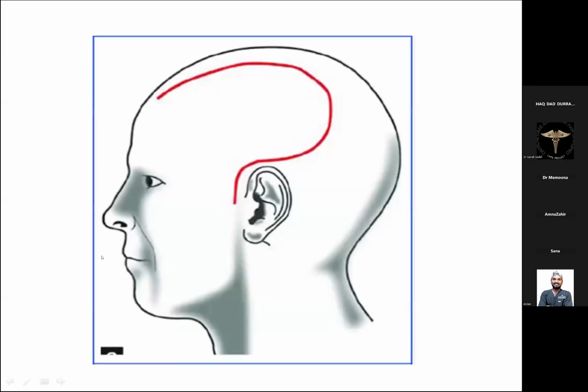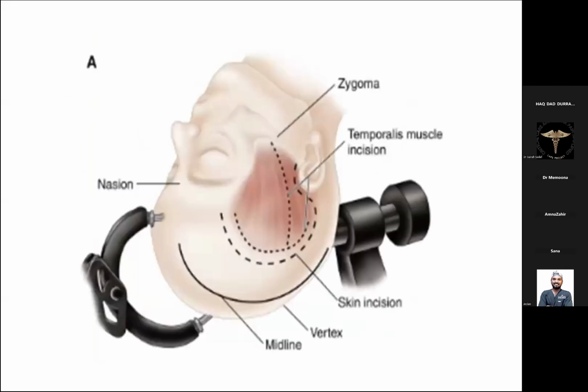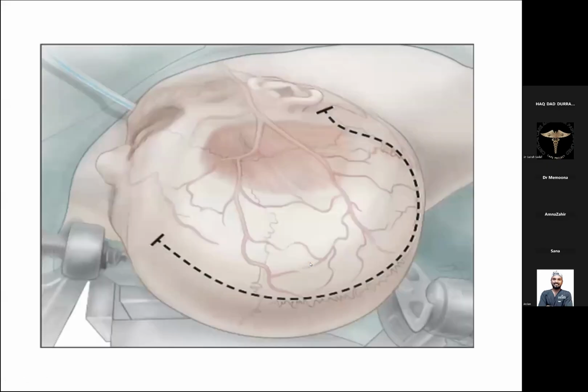This incision is also known as the question mark incision, and it is used for temporal procedures. The incision is made posteriorly along the superior border of the temporalis muscle. This incision is for parietal lobe access, and it is known as the posterior question mark incision, and it is usually a larger incision of all.